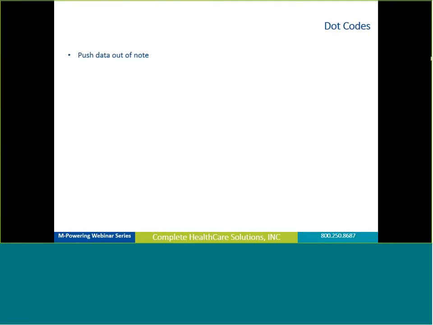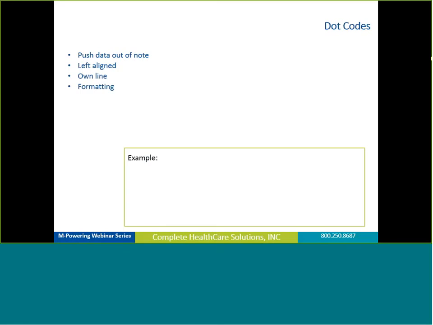Dot codes are special codes that can push information out from a note. They do have special formatting, so they must be left aligned and on their own line. They will all start with a period and end with a colon.